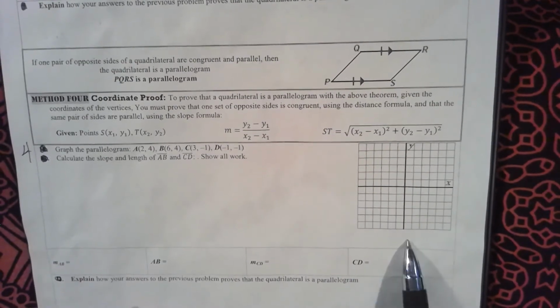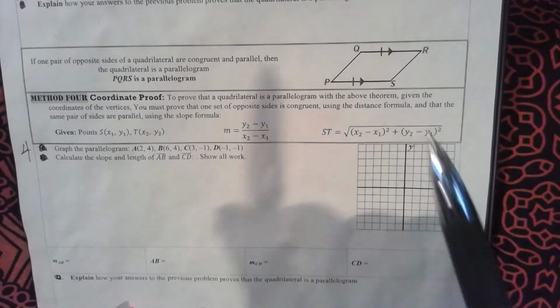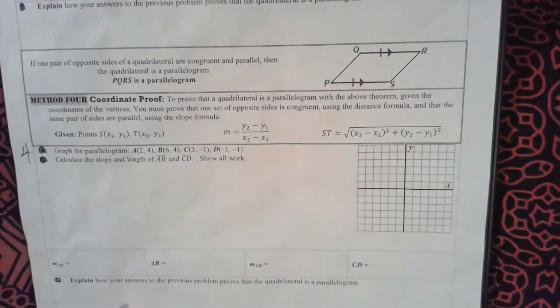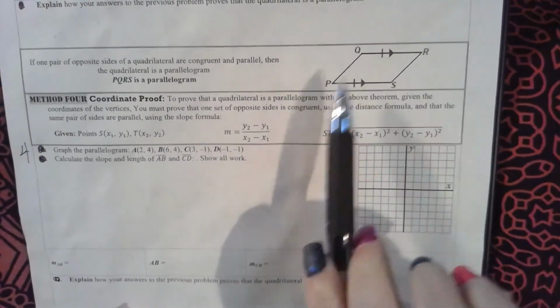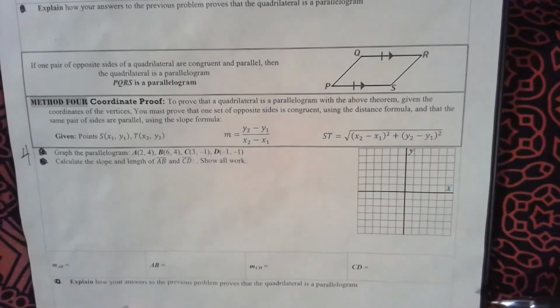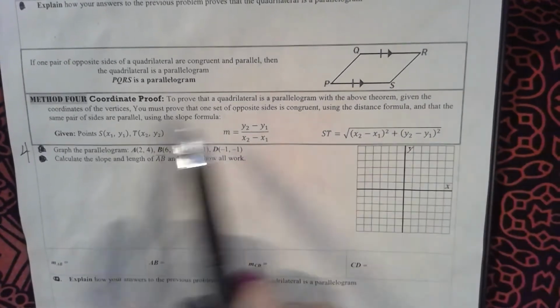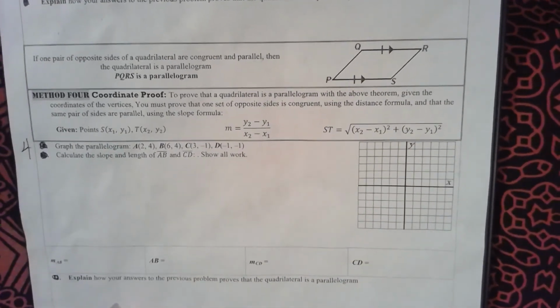All right, and then the final one is where we graph the parallelogram, and we want to choose one pair of opposite sides. We want to prove that this pair of opposite sides is both parallel by finding the slope and congruent by finding the length, and then we can say it's a parallelogram.